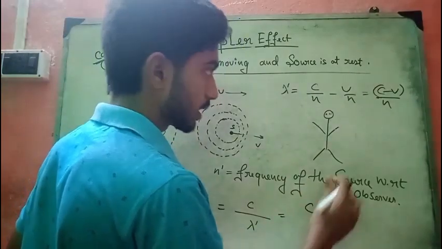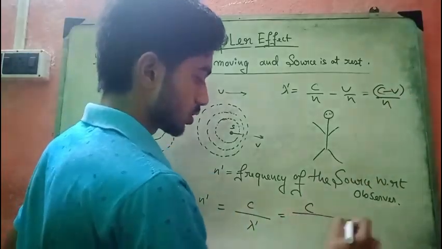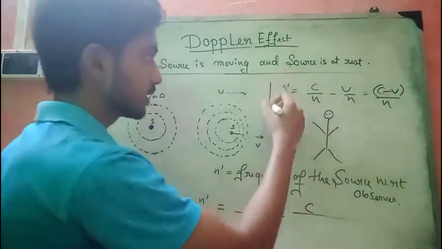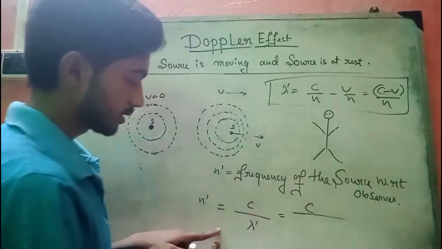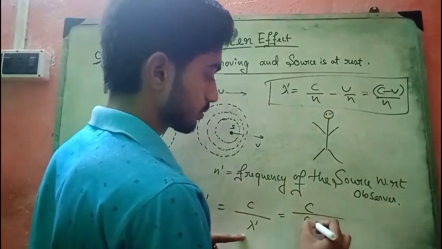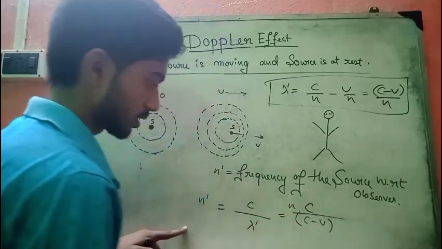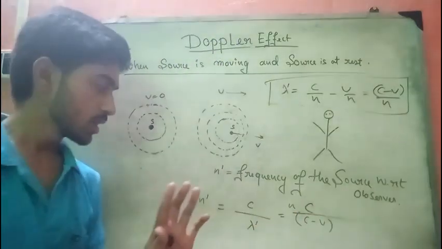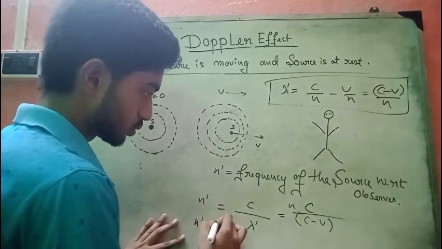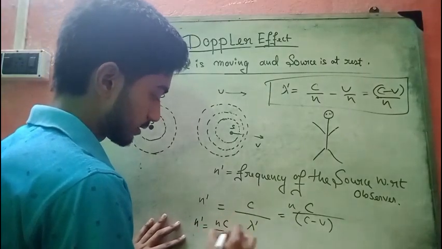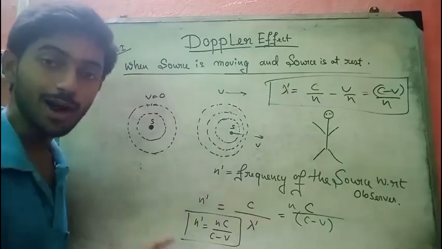Here lambda dash equals c minus v by n. So now substitute this lambda dash in this equation. How can we write it? We can write it just like this: n c by c minus v. So here n dash equals n into c by c minus v. Okay, now it is hence proved.